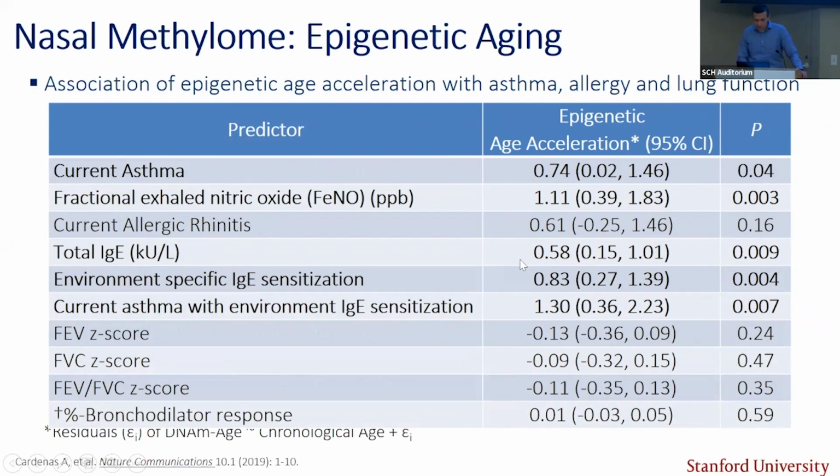Total IgE was related to epigenetic aging, as well as environment-specific IgE sensitization. And it was not just the allergic asthmatics, but the children with non-allergic asthma also had accelerated epigenetic aging. Also, increasing exhaled nitric oxide was linearly associated with epigenetic aging.